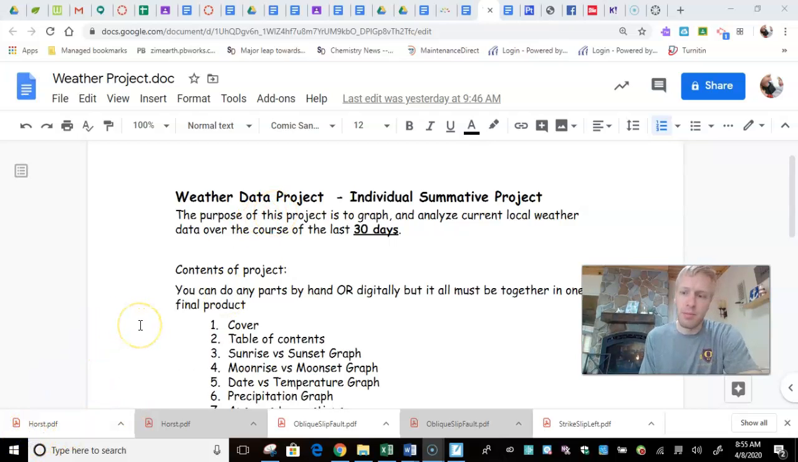If you want to do it by hand, by all means, you can do that. And then you can take a picture of it and submit it to me. Or you can do it digitally, or you can do a combo of the two, some by hand, some digital.